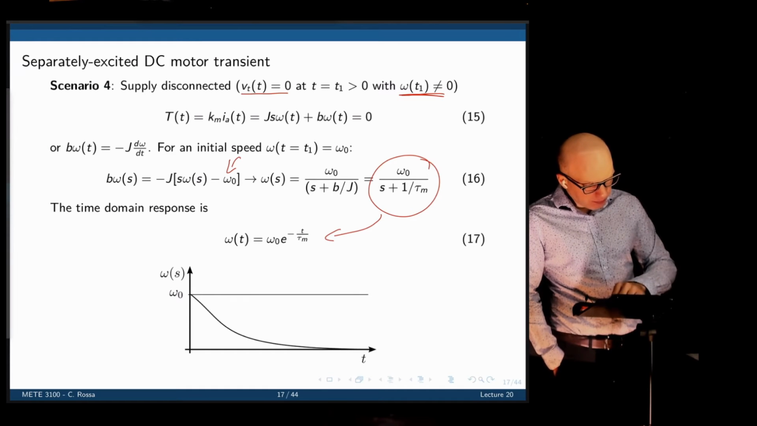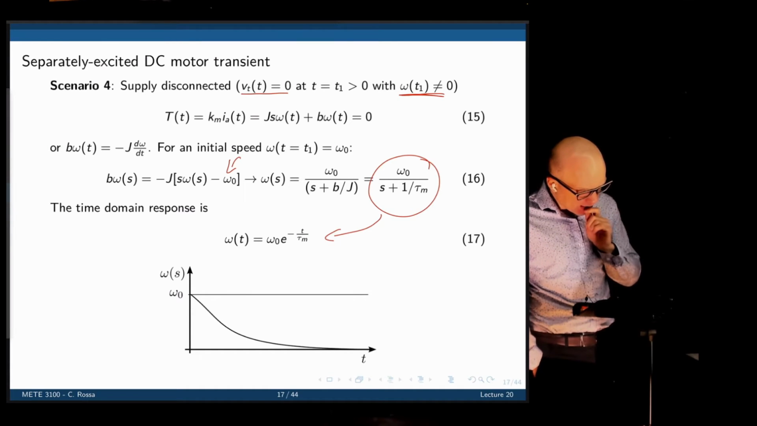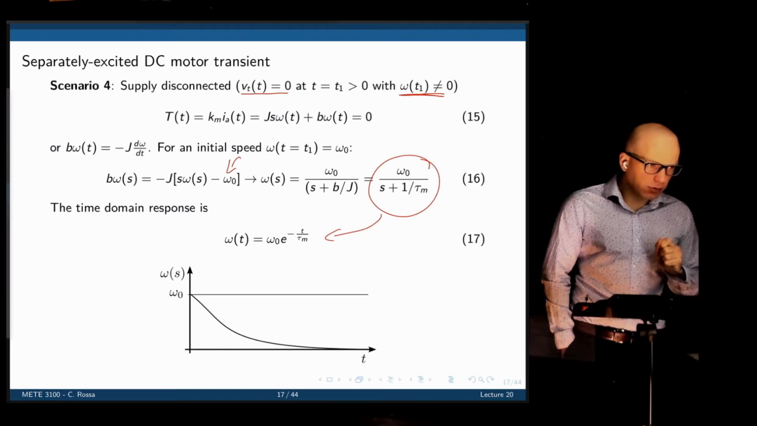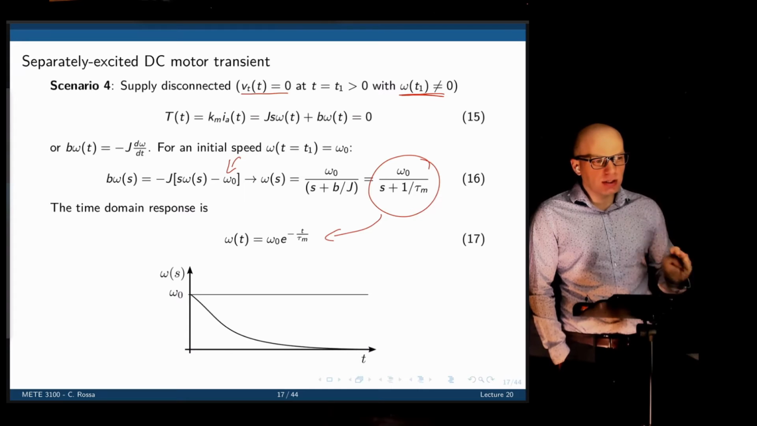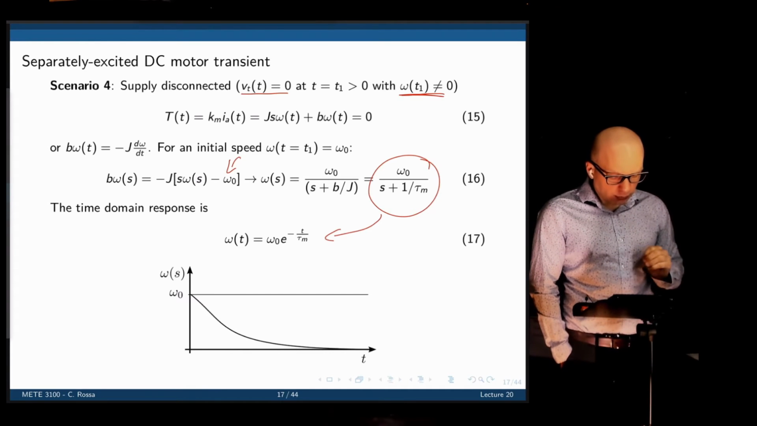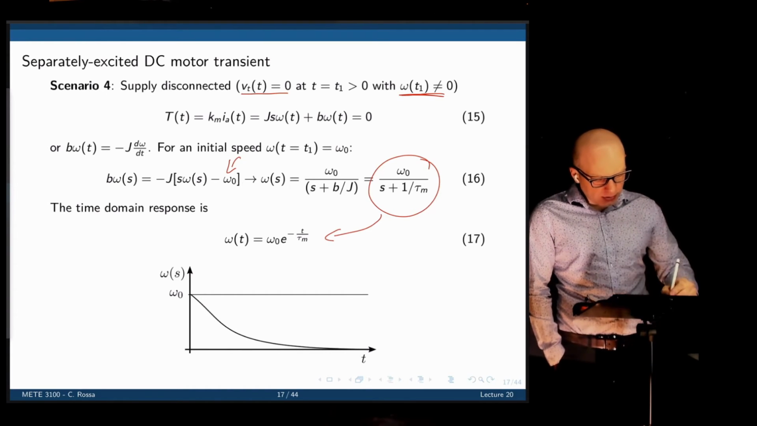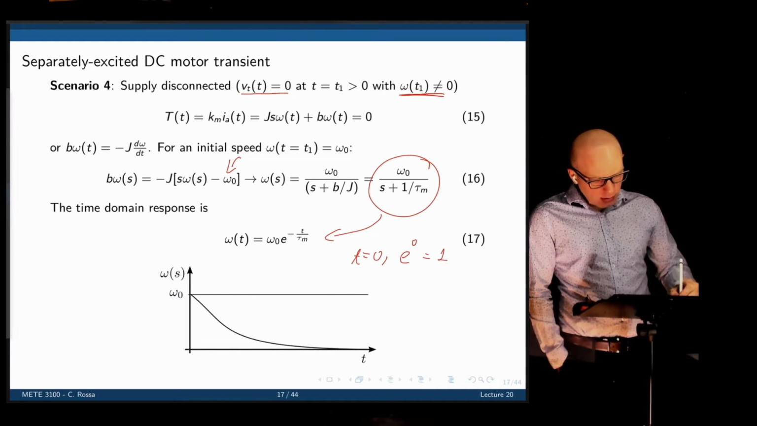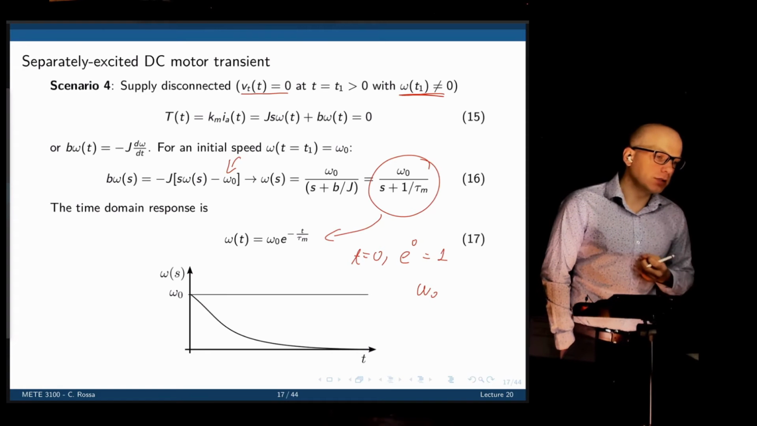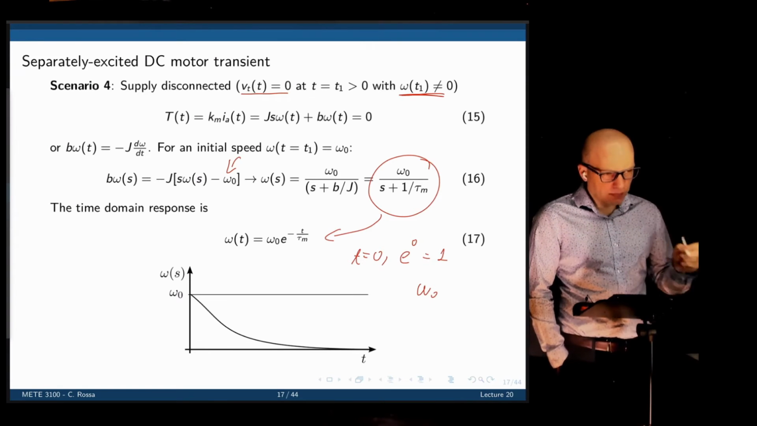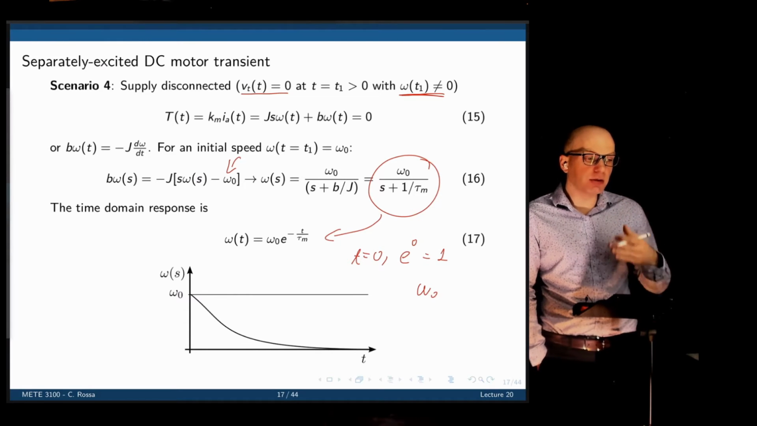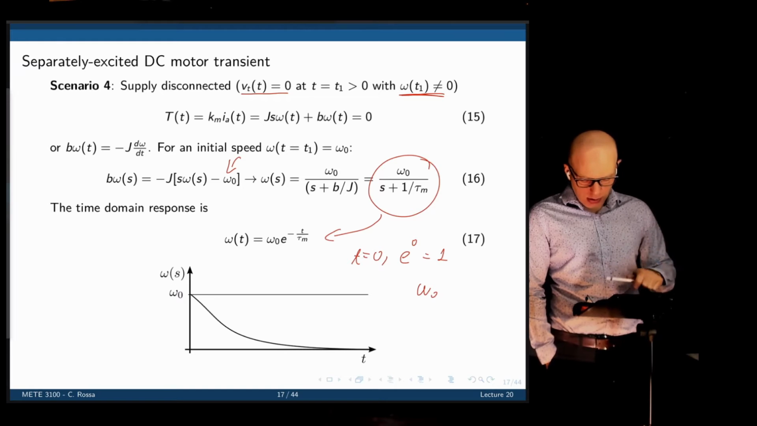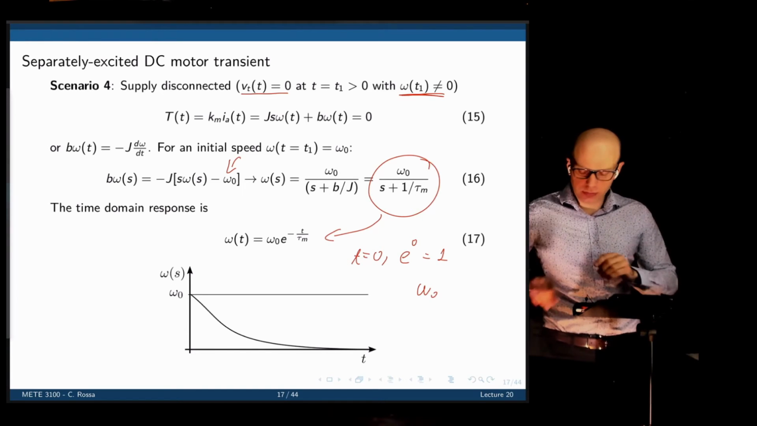So let's see what you get from this equation. This equation says that at time zero, the speed is omega zero, and as we turn it off, it will slowly decay following an exponential waveform to zero. And you notice that when time equals zero, e to the zero is 1, and the speed is indeed the speed at time zero. So the equation makes sense, and the speed of the motor slowly goes to zero until it stops.